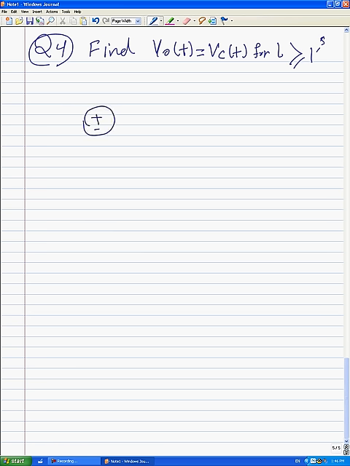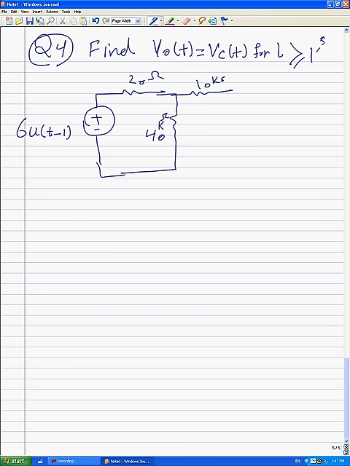Here we have 6u(t minus 1), and here we have 20 ohms, and 40 here and 10 here. The 40 is kilo ohms, 10 is kilo ohms, and this 20 is kilo ohms. And here we have a capacitor of 3 microfarads. The final goal is to find this voltage, the output voltage or capacitor voltage, for t greater than 1.